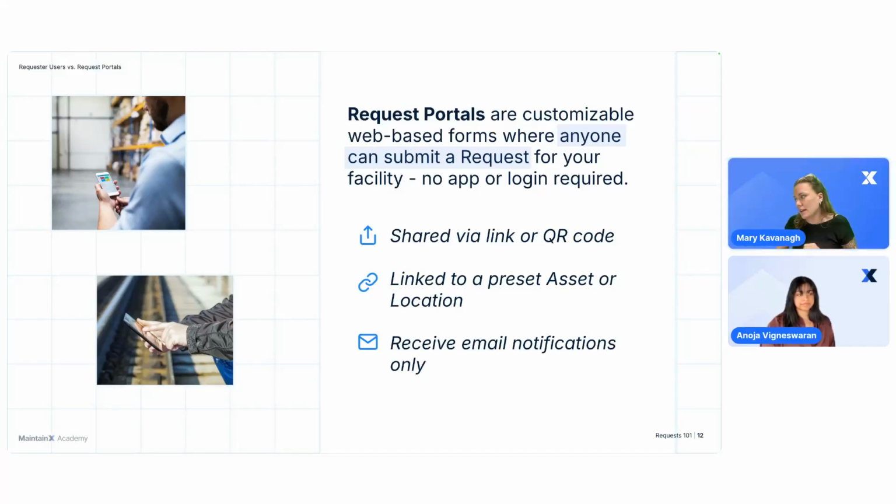In terms of what they can do and can't do, they can link to a preset asset and location if you would like to. If you would like to have an asset, say, per QR code or per location, they can put it in that way. They can't necessarily specify which one if we just have a general one. And the next thing is they will receive email notifications only. So they will receive a notification when their request has been approved or declined and when it's been completed. So they will get some form of communication, but a little less than a requester user would.